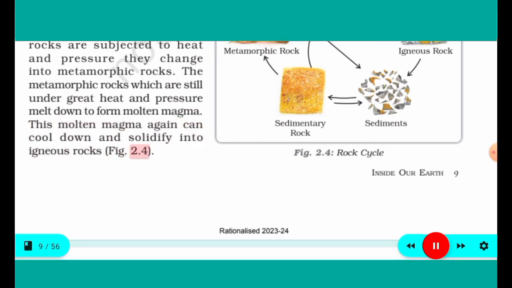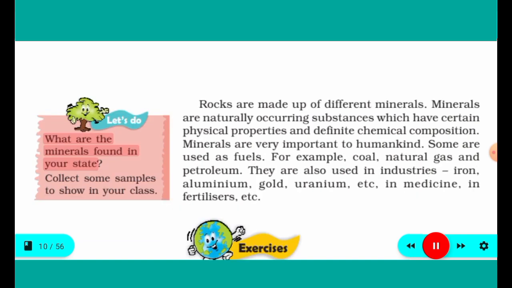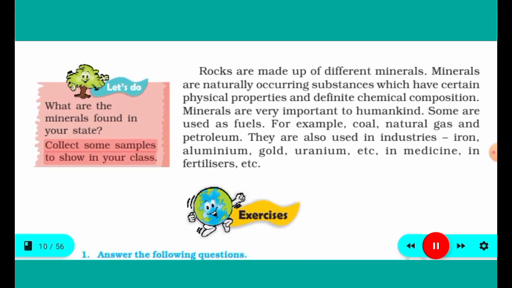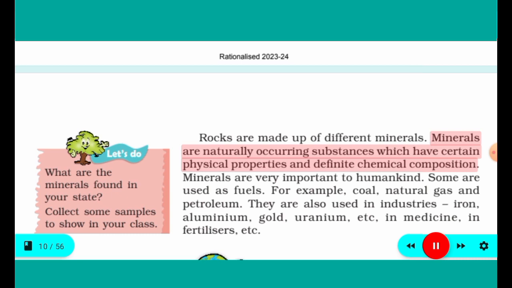Fig. 2.4. Rock cycle. Let's do. What are the minerals found in your state? Collect some samples to show in your class. Rocks are made up of different minerals. Minerals are naturally occurring substances which have certain physical properties and definite chemical composition.